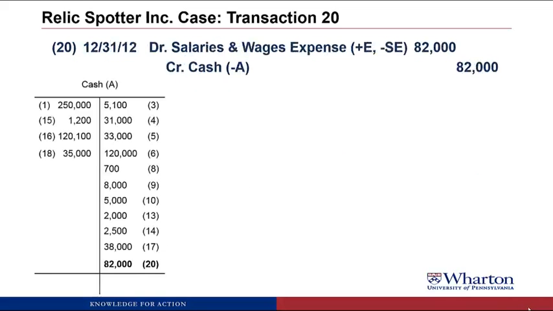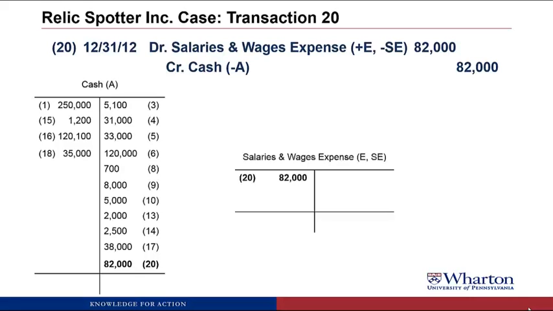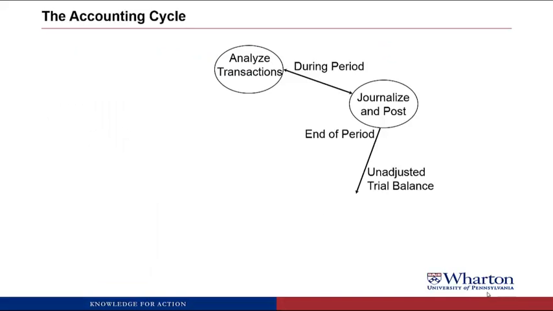Post this one to T accounts. We have another credit entry to cash, and we create another expense, salaries and wages expense, with an initial debit balance. These are all of the transactions that we're going to do for Relic Spotter during the opening of their business.